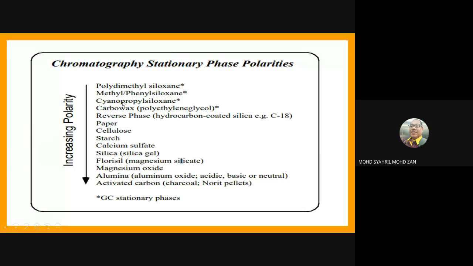So maknanya kalau awak ada sampel yang volatile, dia akan naik lagi tinggi. Arrow ni menunjukkan berapa tinggi dan berapa jauh sampel awak akan pergi daripada spot. Kita ada polydimethyl siloxane, methyl phenyl siloxane, cyanopropyl, carbowax, dan juga polyethylene glycol. Empat-empat ni mostly kita gunakan sebagai stationary phase.